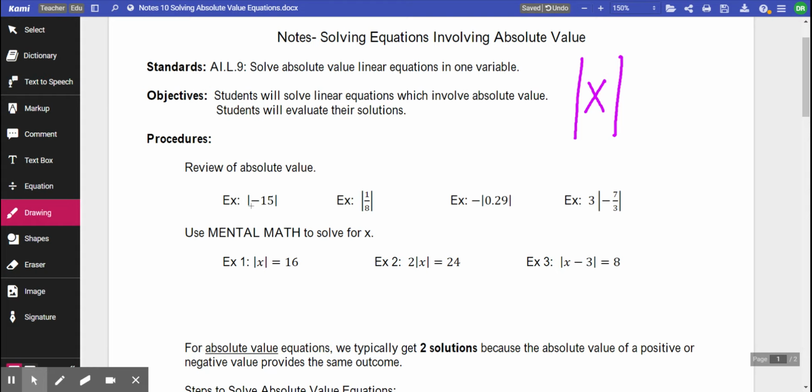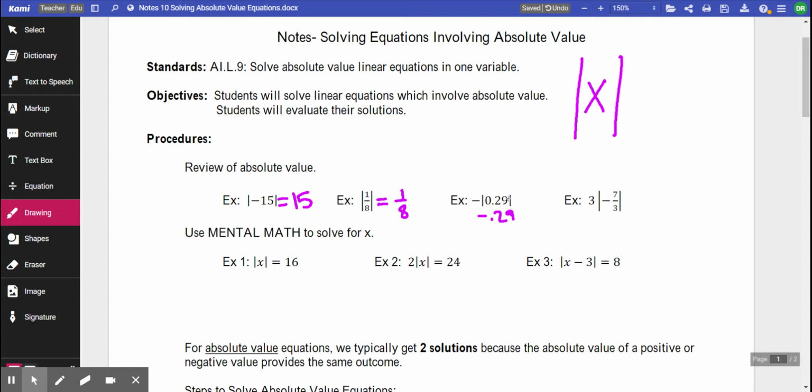Absolute value, if we have the absolute value of negative 15, well, negative 15 is 15 away from zero. Absolute value of positive 1/8 is 1/8 away from zero. The absolute value of 0.29 is 0.29, but then the negative is on the outside, which means that this value would actually still be negative. Had that negative been inside the absolute value, it would have changed to positive.